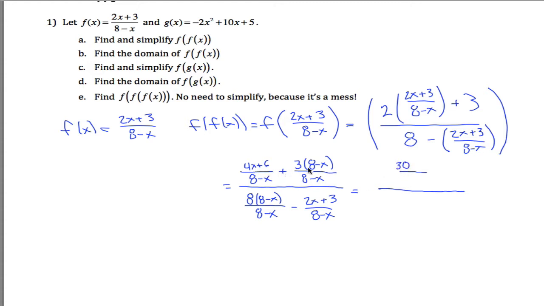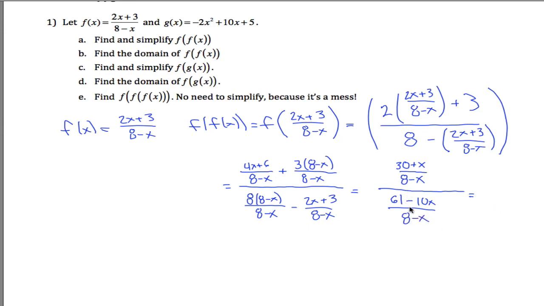4x plus negative 3x, if I distribute this in, it's just x. The denominator here, I got 8 times 8 is 64, but I want 64 minus 3, so I only have 61. 8 times negative x is negative 8x, minus 2 more x is negative 10x. So I get to here.